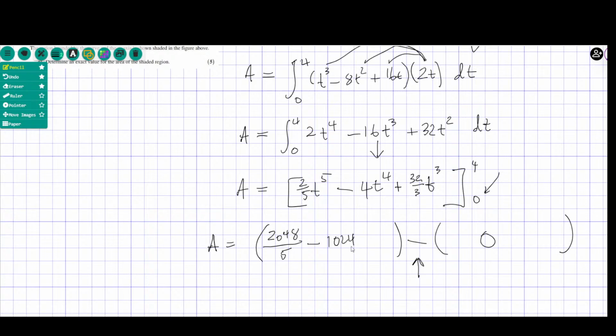1024. I promise you that is a 2, I know it looks a bit crippled. 1024 over 3. And that's all going to come down nicely in the calculator to 1024 over 15. And you've got your final answer.